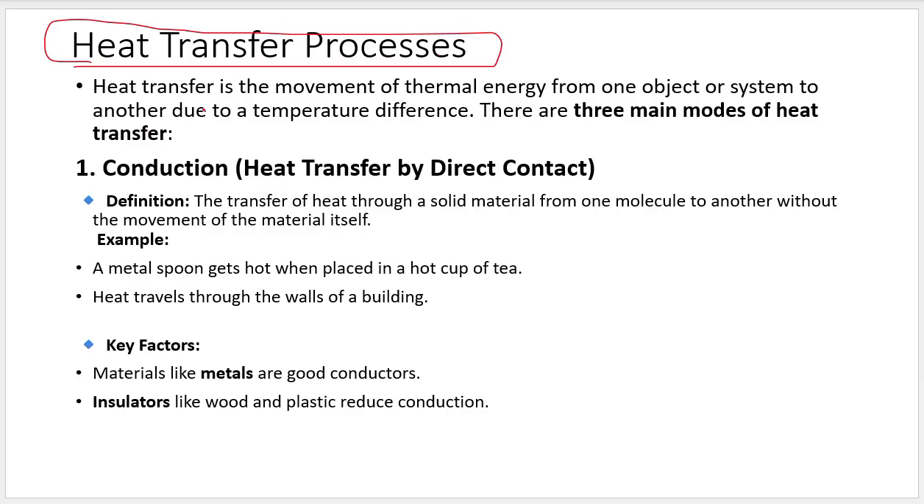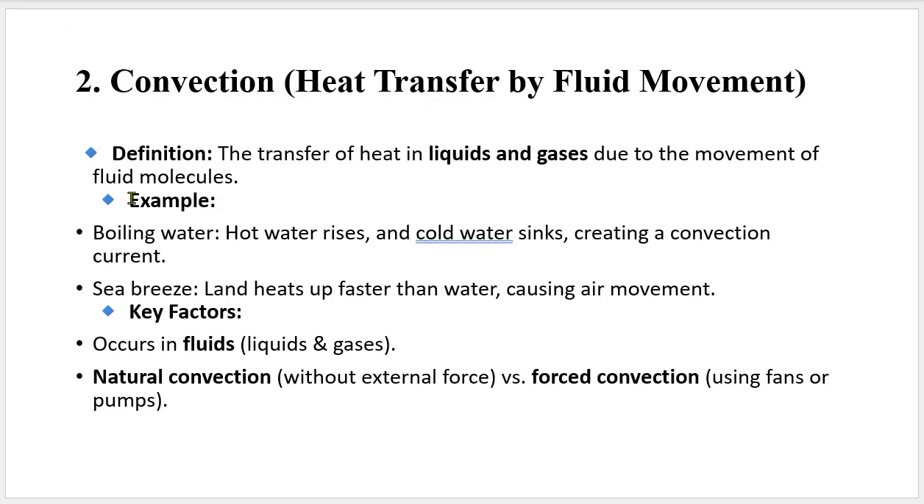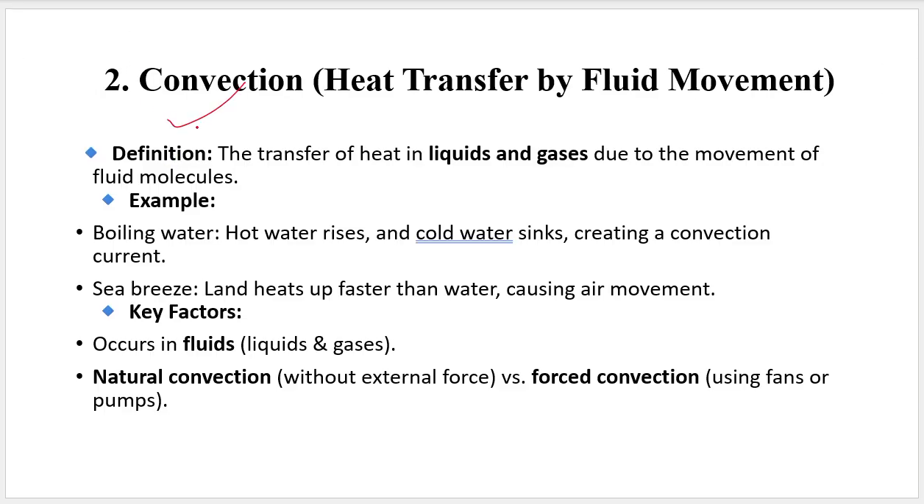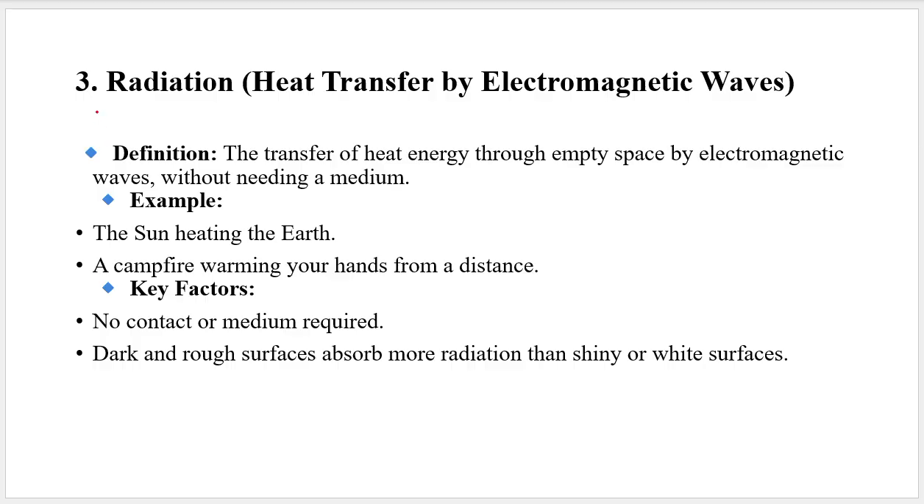Heat transfer is the movement of thermal energy from one object or system to another due to a temperature difference. There are three main modes of heat transfer. One is conduction, the second is convection, and the third one is radiation. So let's see the first one.